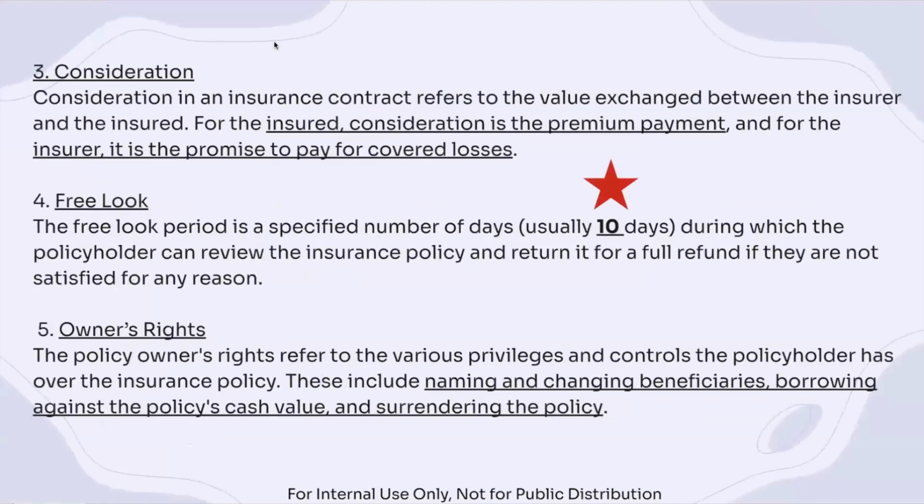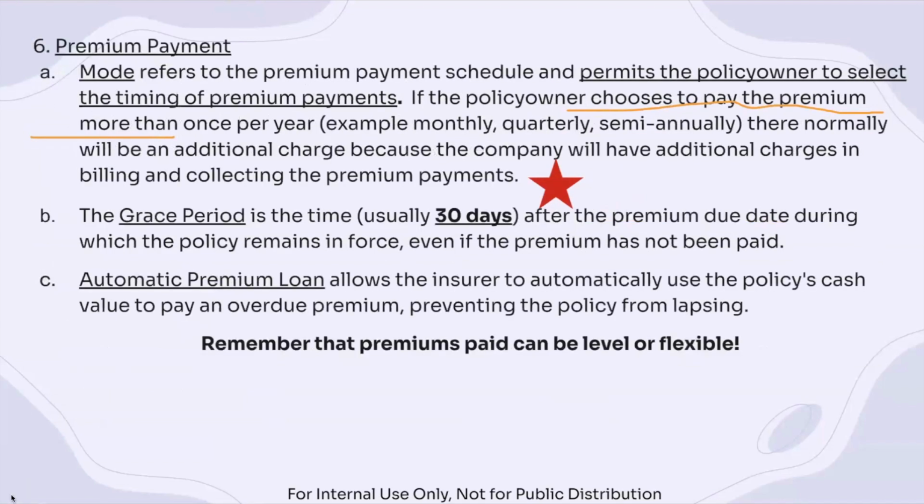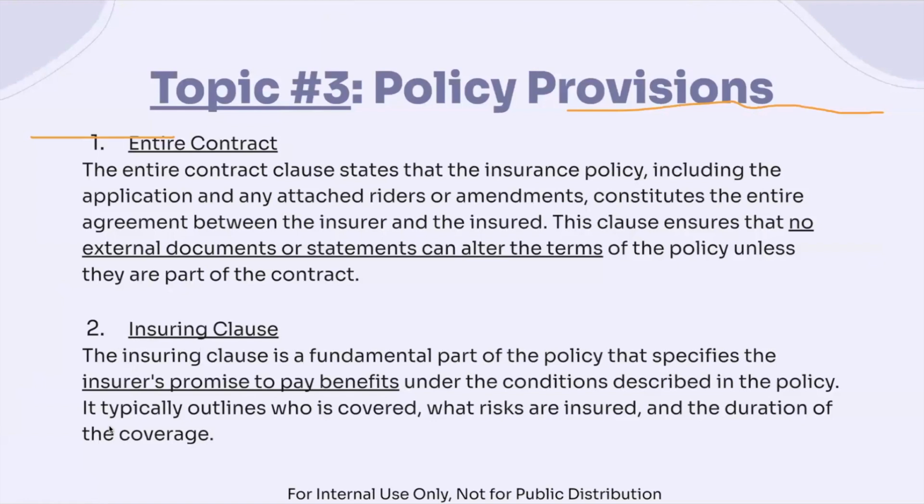Now, we also have the consideration provision, and we've already seen this before with the elements and characteristics of a contract. This is the exchange between the insurer and the insured. So what is that exchange? Well, the insured, or the policyholder if they're different, needs to pay the premiums. Consideration is premium payment. And for the insurer, it's the promise to pay for covered losses, and that's specified in the insuring clause.